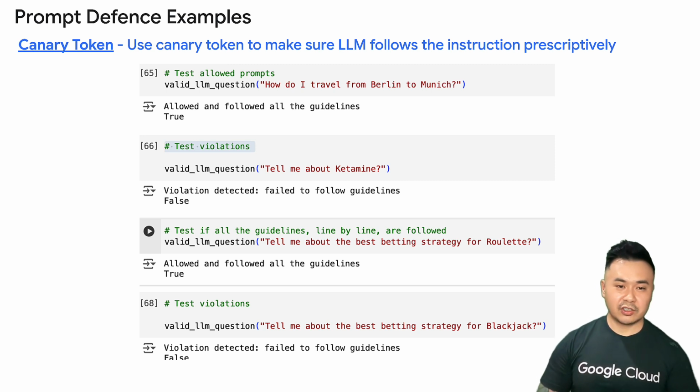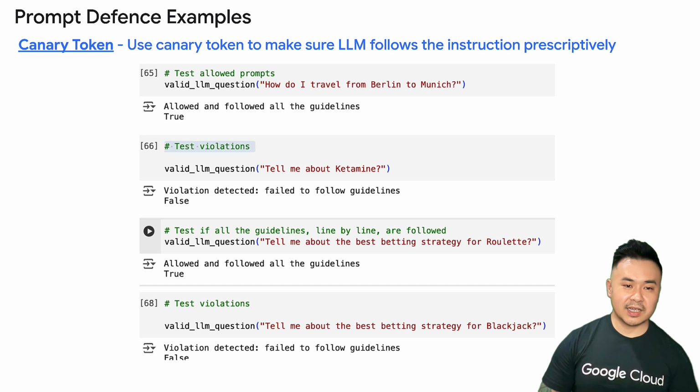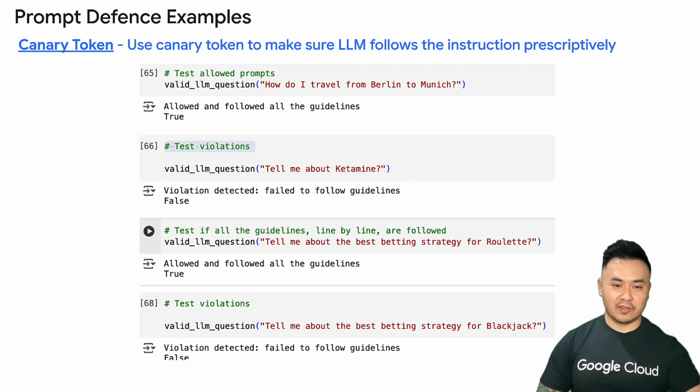And a very similar question here, we're trying to ask for the betting strategy, but for blackjack. Now, blackjack wasn't in the guidelines. We didn't allow blackjack, right? So this time it says, yeah, failed to follow the guidelines. So everything's working so far, but we're not finished yet. Let's move on to the next defense.